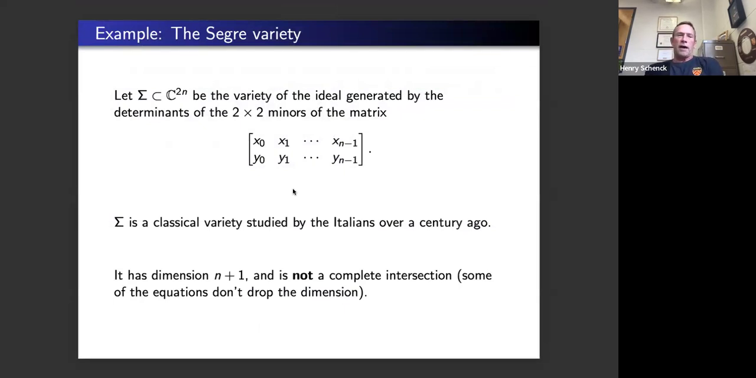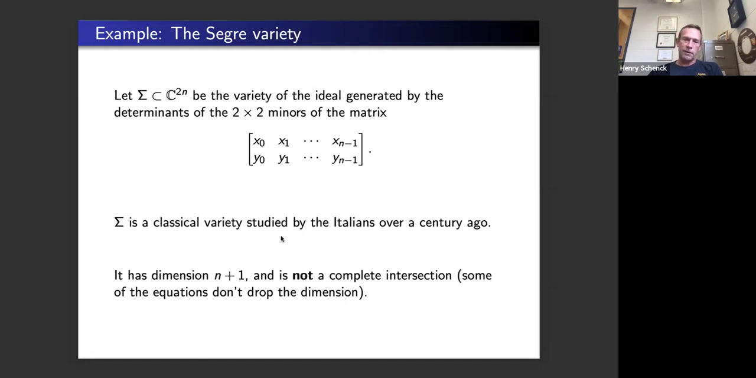So I have about 3 minutes left. But the Segre variety, remember we had these determinantal equations. And so the Segre variety, in this case, we're doing the Segre variety for P1 cross Pn minus 1. That's given by the 2 by 2 minors of a 2 by n matrix, which I've exhibited here.